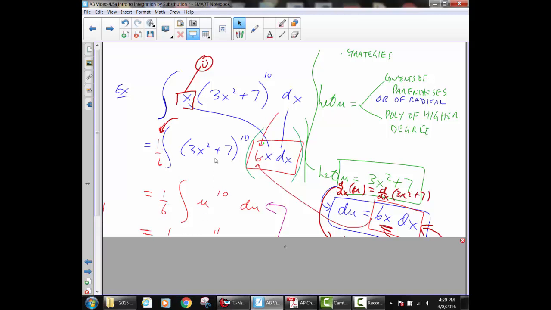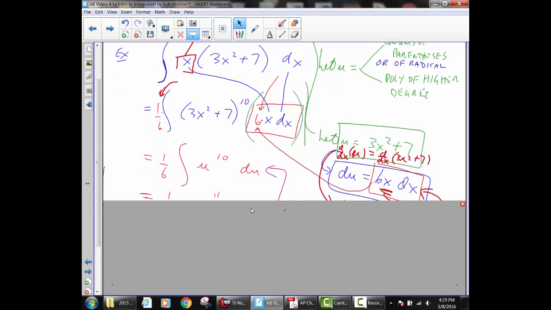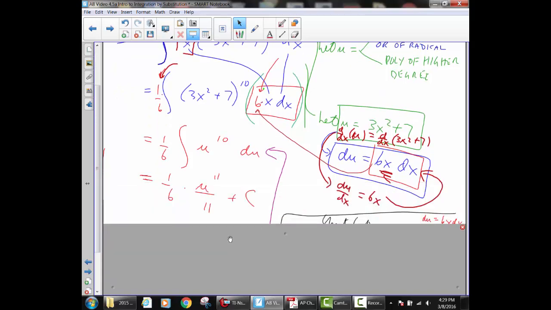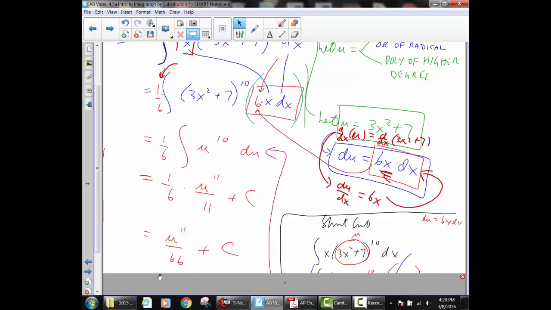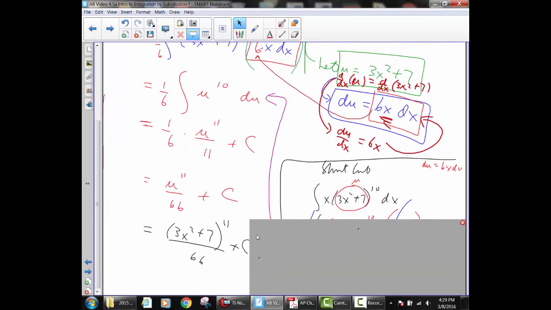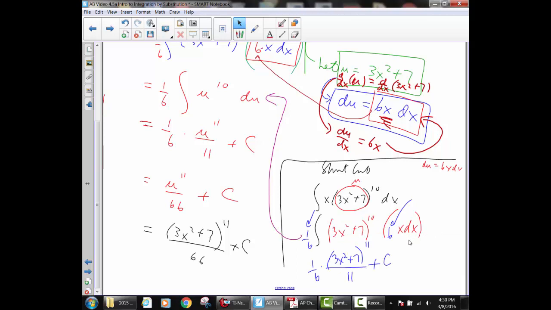I need to introduce the 6, counteract with a 1/6. I now have 1/6 the integral of u to the 10th du, which is 1/6 u to the 11th over 11 plus c, which is u to the 11th over 66 plus c. And then again, don't forget at the end, you have to come back and replace u by 3x squared plus 7.